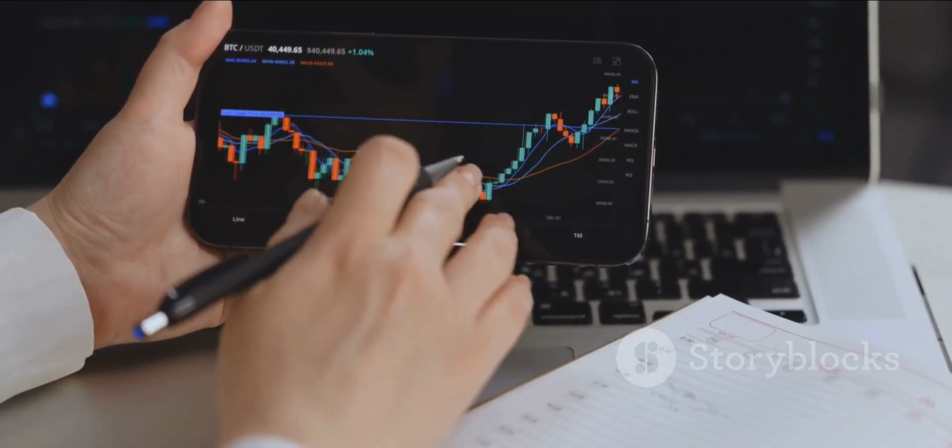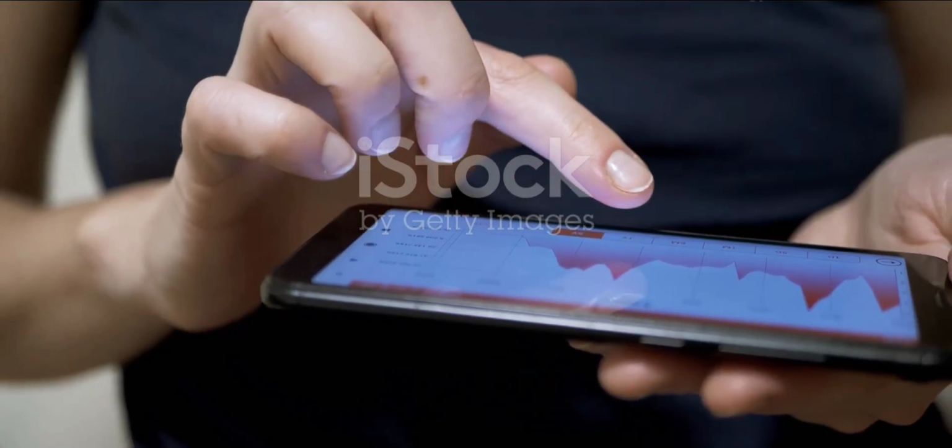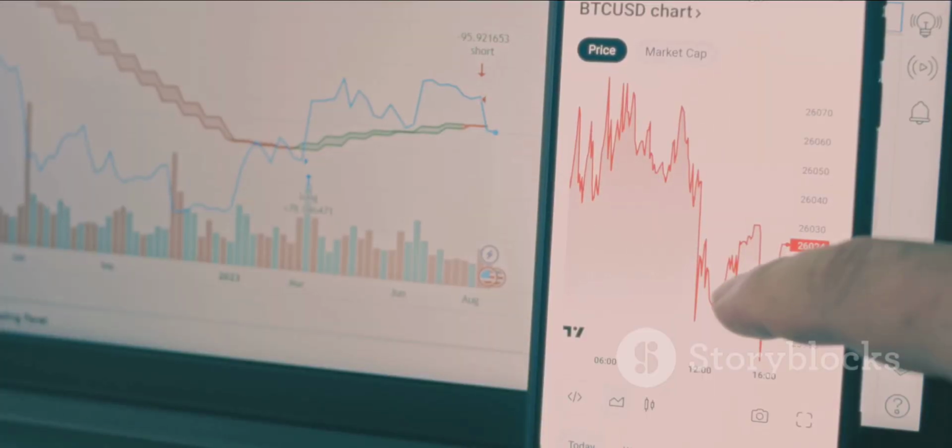Combine it with good risk management and a solid plan, and you'll have a real edge. Learn how to use it, and you can time your trades much more effectively. Ready to see how it works? Let's break it down.